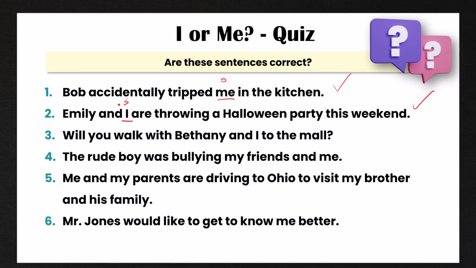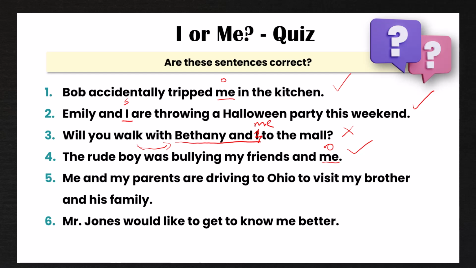Number 3 is incorrect. Here we have Bethany and I, but Bethany and I are not the subjects of the sentence. So we have to change I to me because we are receiving the action. And again, this is coming after the verb walk and after the preposition with. Number 4 is correct. The rude boy was bullying my friends and me. Here again, we have the object pronoun me, which is receiving the action.